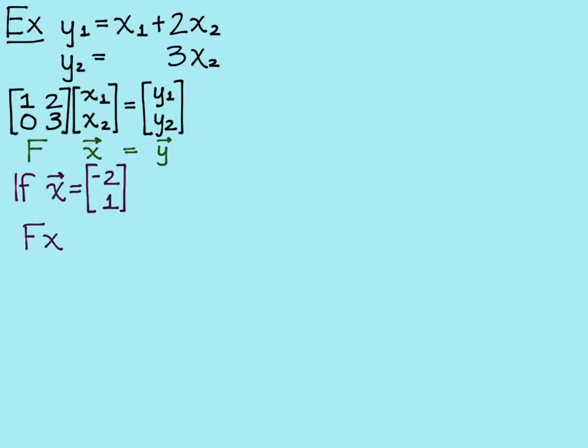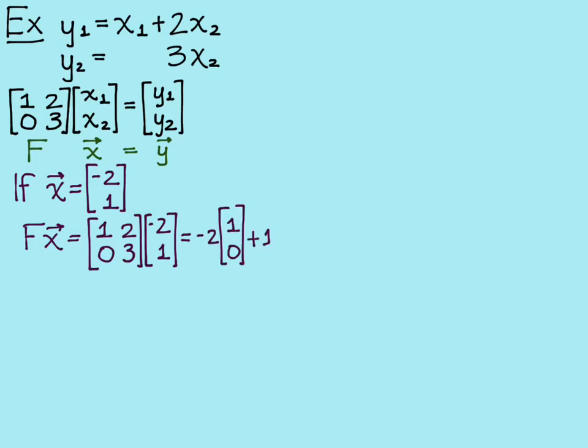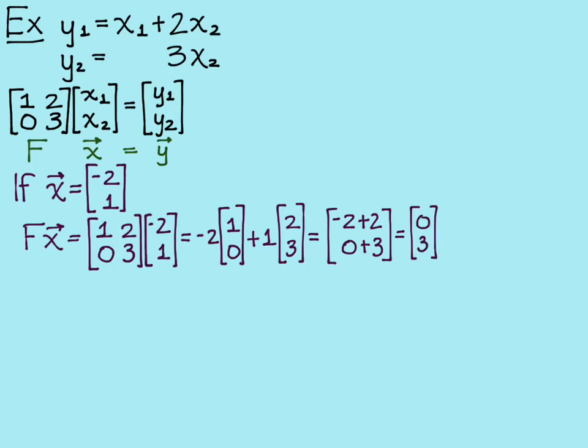So, if x is the vector negative 2, 1, then F times x is negative 2 times the first column of F plus 1 times the second column of F, which comes out to 0, 3. And in this case, that's going to be the y value.